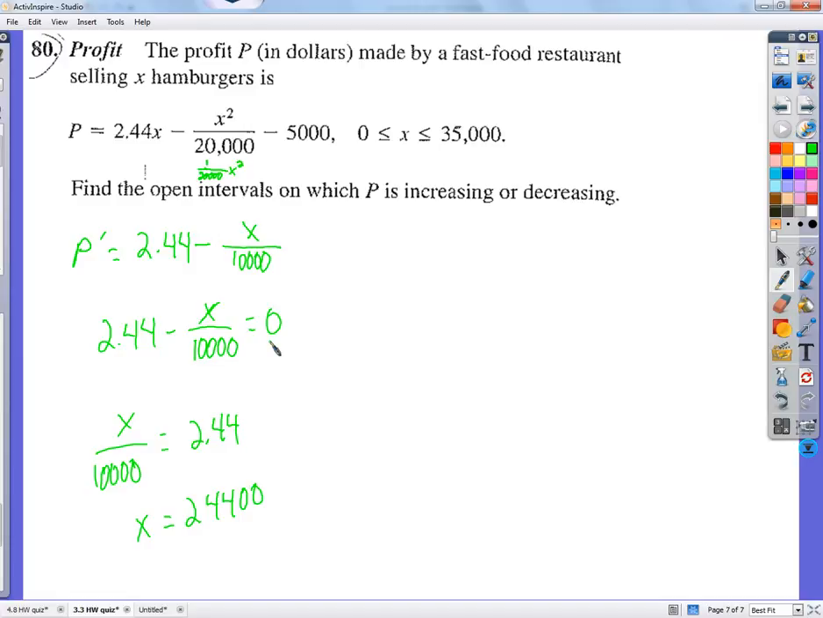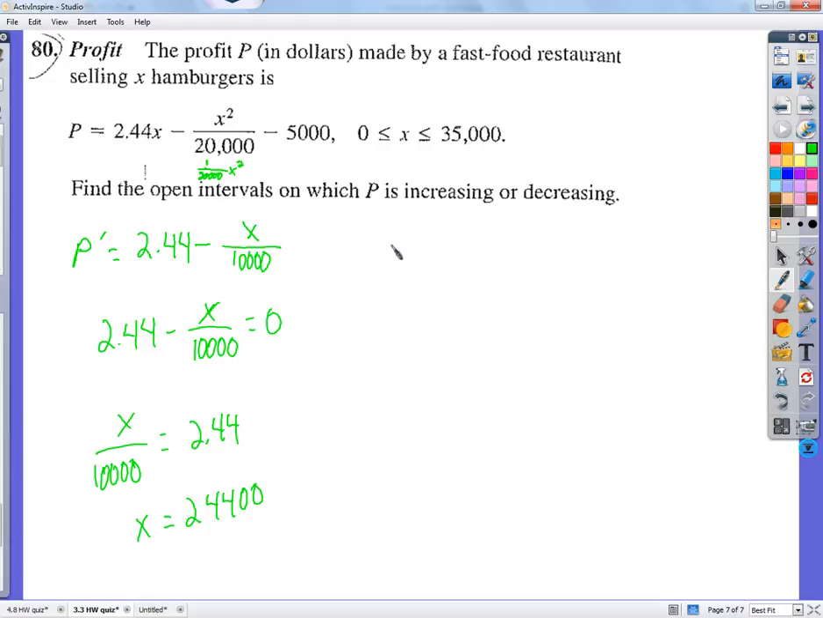I was freaking out because I thought that was a big number, but you could just do 1, or you can do 0. 0 is on the interval. So you can plug 0 into the derivative. Really easy, you just get 2.44. What's the significance of finding 2.44? It's positive, and positive means it's increasing.